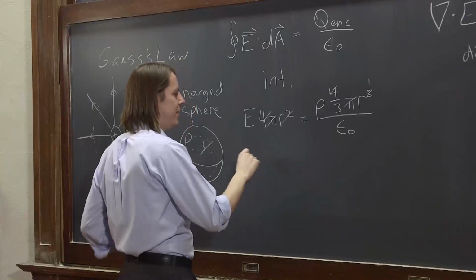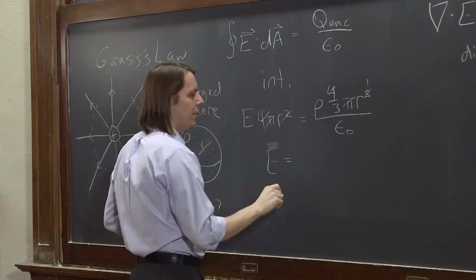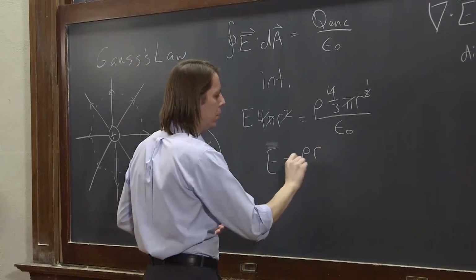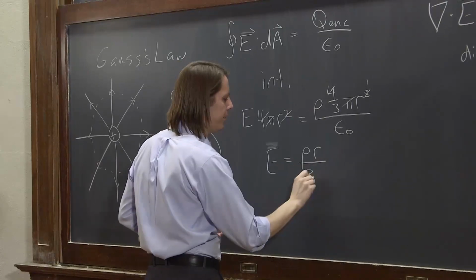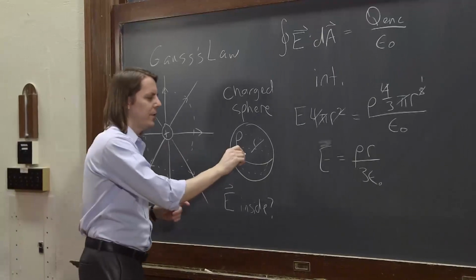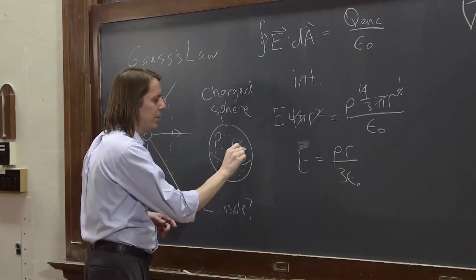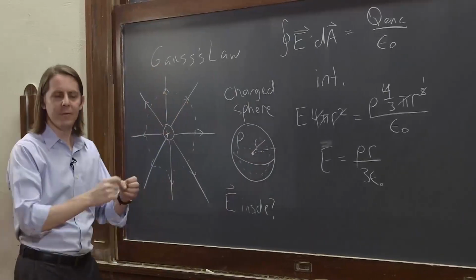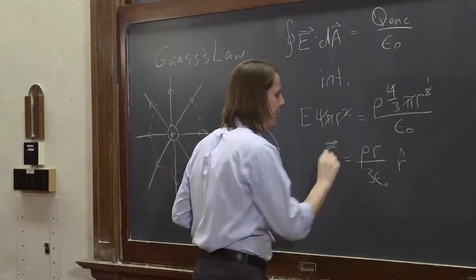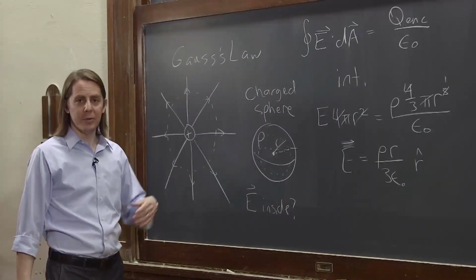What you find is that inside a sphere like this, the magnitude of the E field is rho r over 3 epsilon naught. The E field inside a sphere is 0 right at the center, has to be due to symmetry, and it just increases linearly with radius. The E field gets bigger, pointing out in a radial direction. We figured that out from the symmetry, so we can give it a vector description. So that's what the E field does.